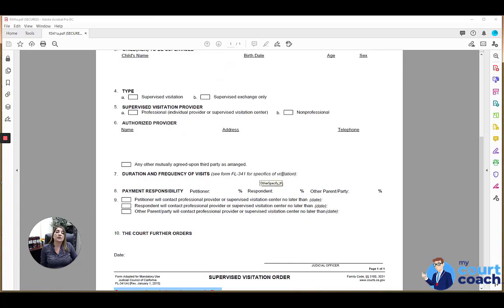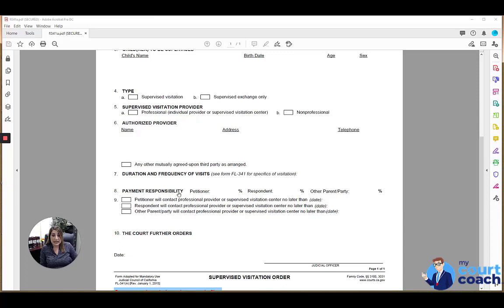If the court makes an order as to how often and how frequently the visits are to take place, you would either fill in that information in field 7, or you could just say see Form FL-341 for the specific schedule. Sometimes the court will order that the visitation should be subject to the supervisor's availability. Sometimes when you use a supervised visitation monitor, you kind of have to work with their schedule. So that may be the case.